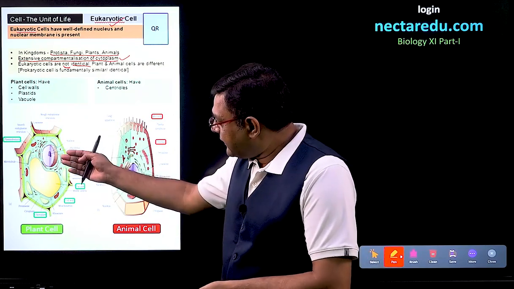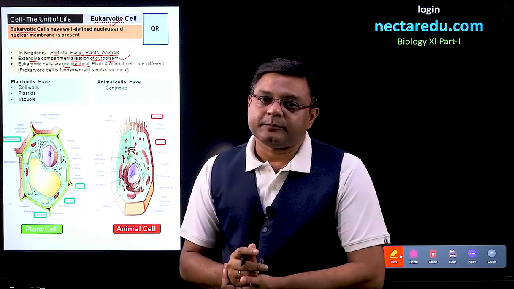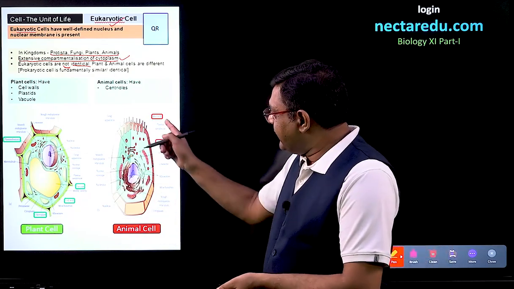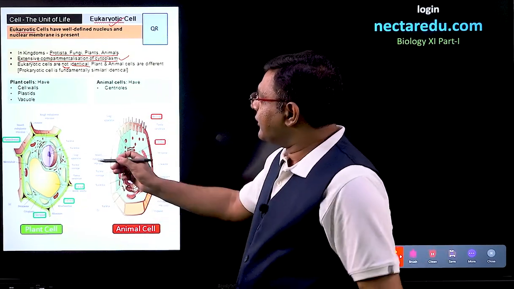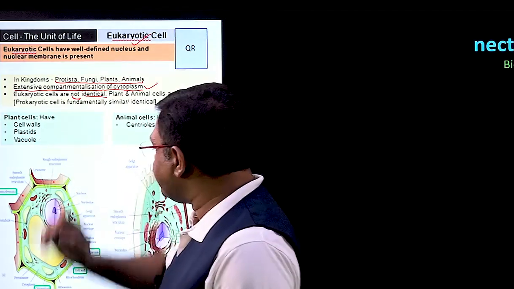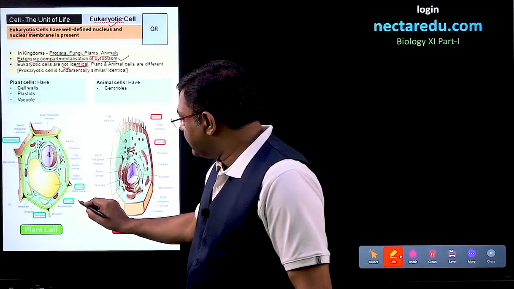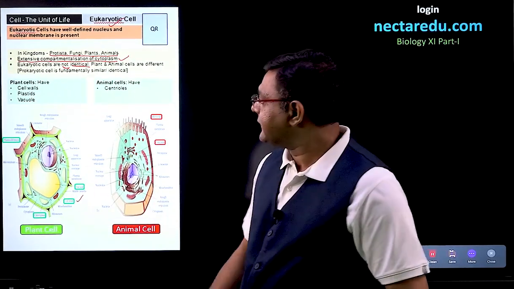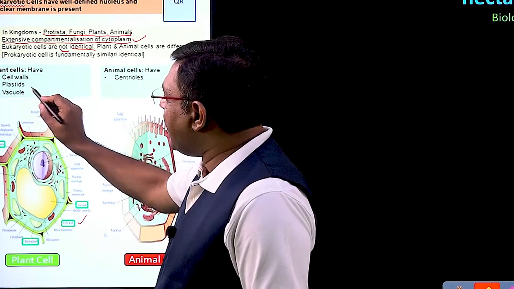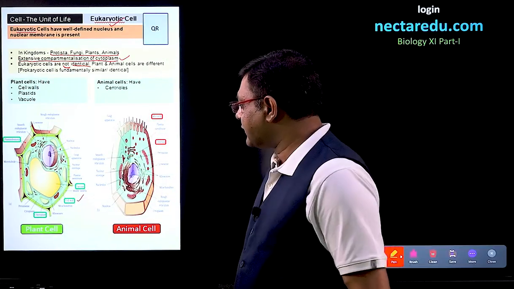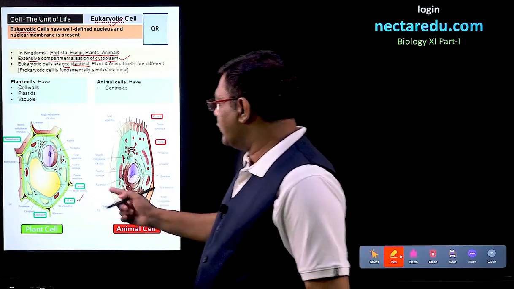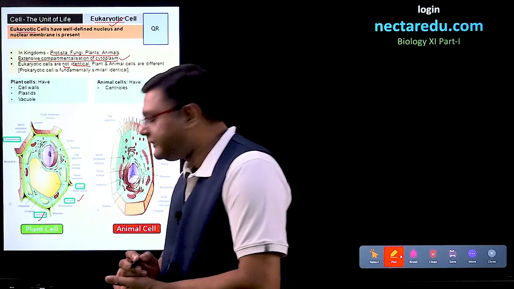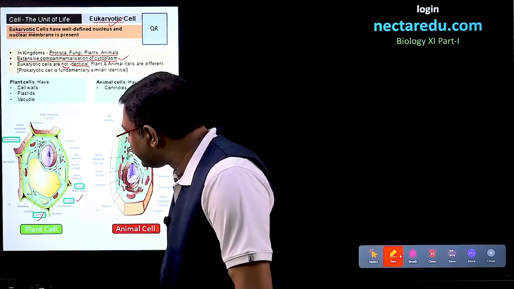Now first, the diagram of both plant cells and animal cells are given. Here we will look into the differences. So we say that plant cells have cell wall. So this is the cell wall which is present, which will be absent in the case of animal cell. We say that plant cells have plastid, that is the chloroplast. So chloroplast are present over here. This is the chloroplast which is shown here, this small structure.